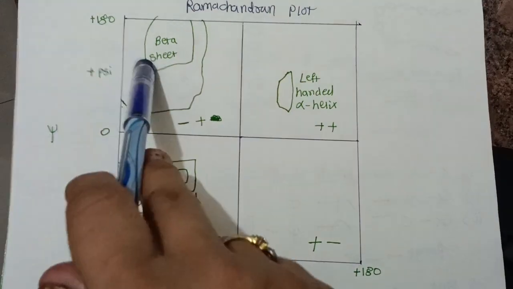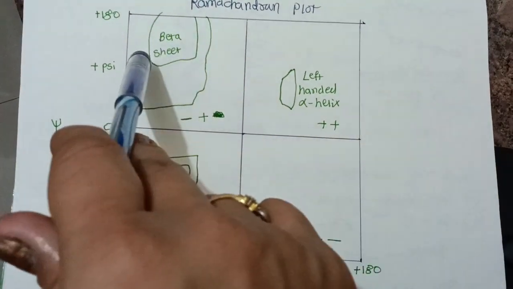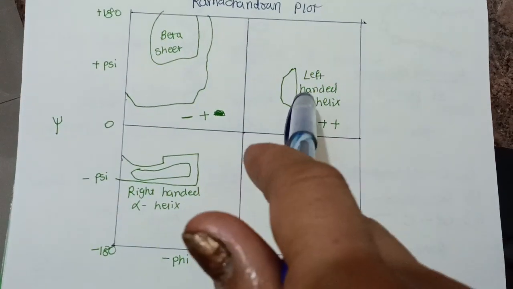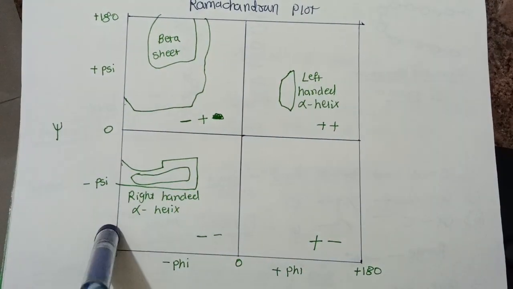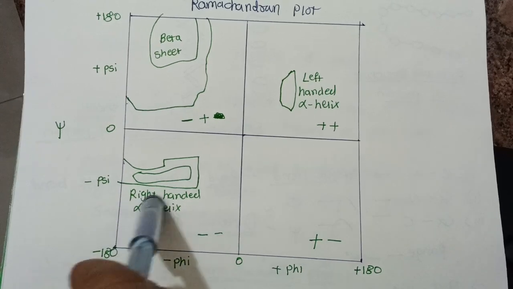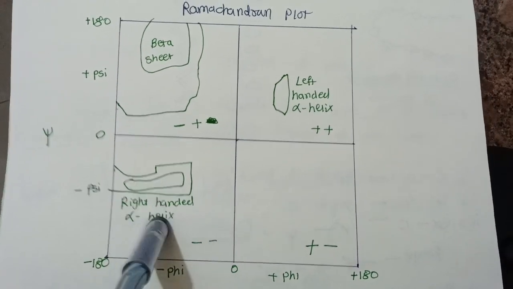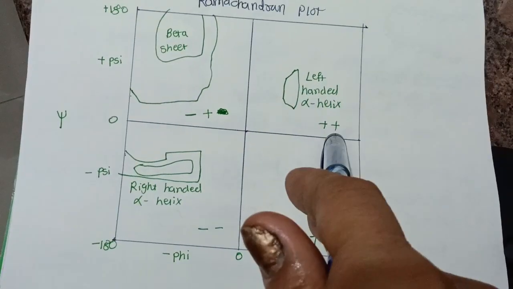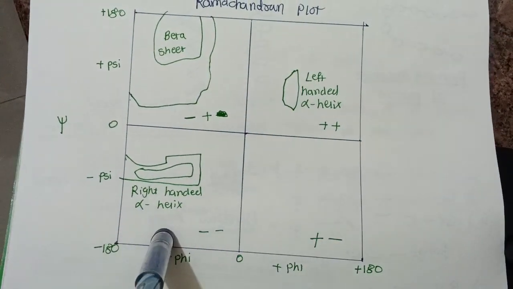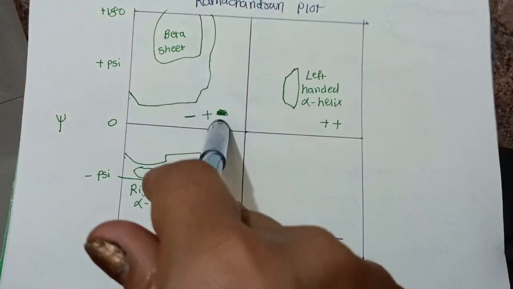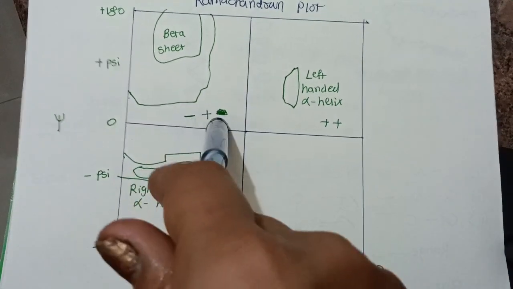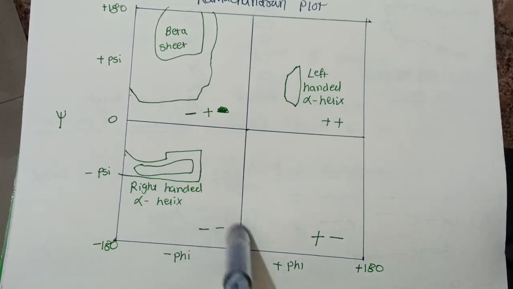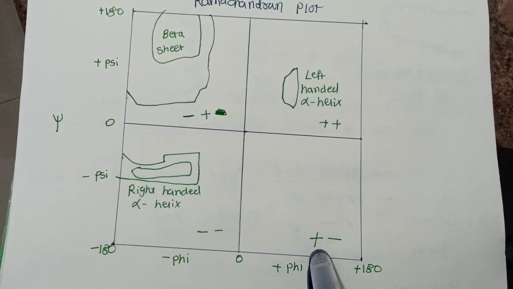The upper left quadrant is the allowed region for the beta sheet. Upper right has the left-handed alpha helix, and lower left has the right-handed alpha helix region, meaning it is an allowed region for the right-handed one. The first quadrant will have values in minus plus, second in plus plus, third quadrant will have values in minus minus, and the fourth quadrant will have values in plus minus.